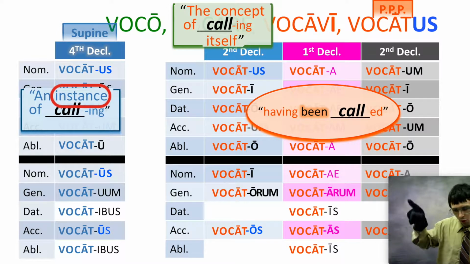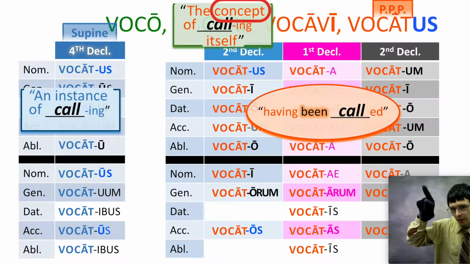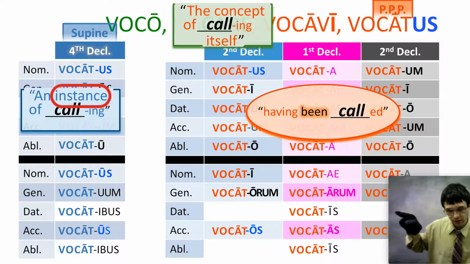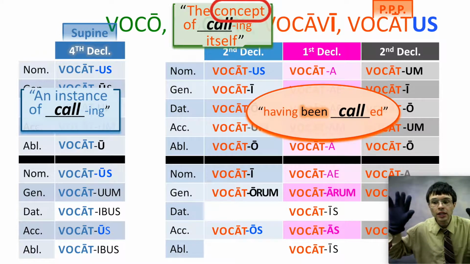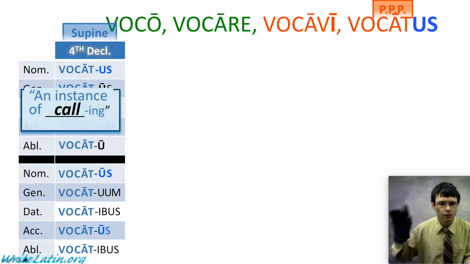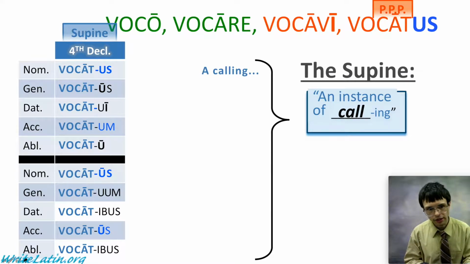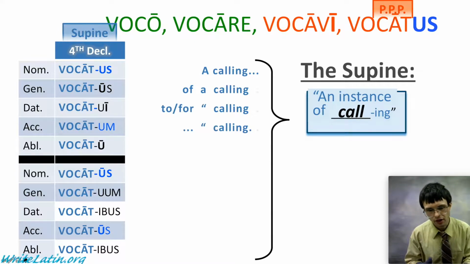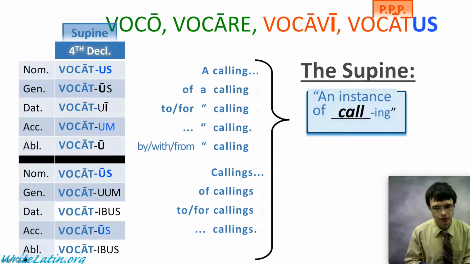This one's an instance, that one's a concept. This one can have multiple numbers, like there could be multiple callings. That one can only have a singular up there, as we'll find out when we learn the gerund in chapter 26. So think of this one over here as an actual one, where that one is just calling, in theory. All right, so what do all these cases and numbers of the supine mean? Well, it goes a calling, of a calling. This is completely what you would expect. To or for a calling, the calling, by with from the calling, callings, of the callings, to or for the callings, by with from callings, and so on and so forth.